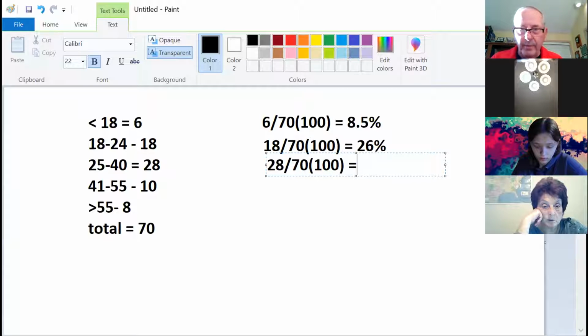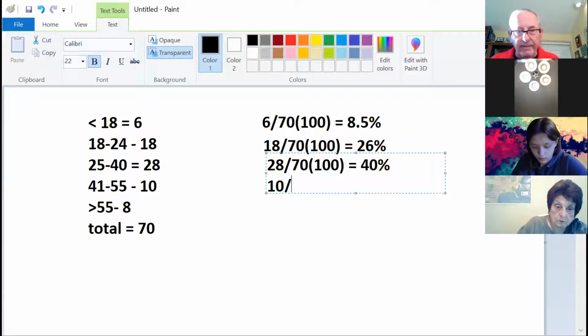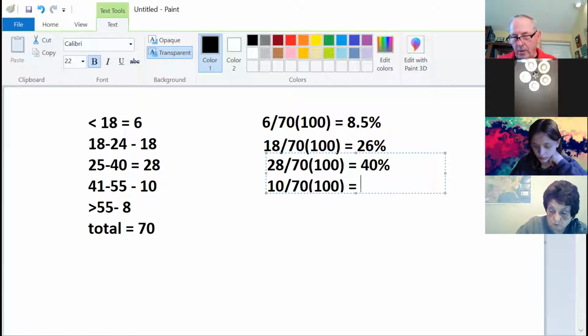I just want you to understand the process, right? So now it's 28 over 70. 28 divided by 70 is 0.4, so that's 40%, right? And when we're all done here, the next one is 10 over 70 times 100, right? What's 1 divided by 7? So it's 14%. 10 divided, yeah, okay, that's right.